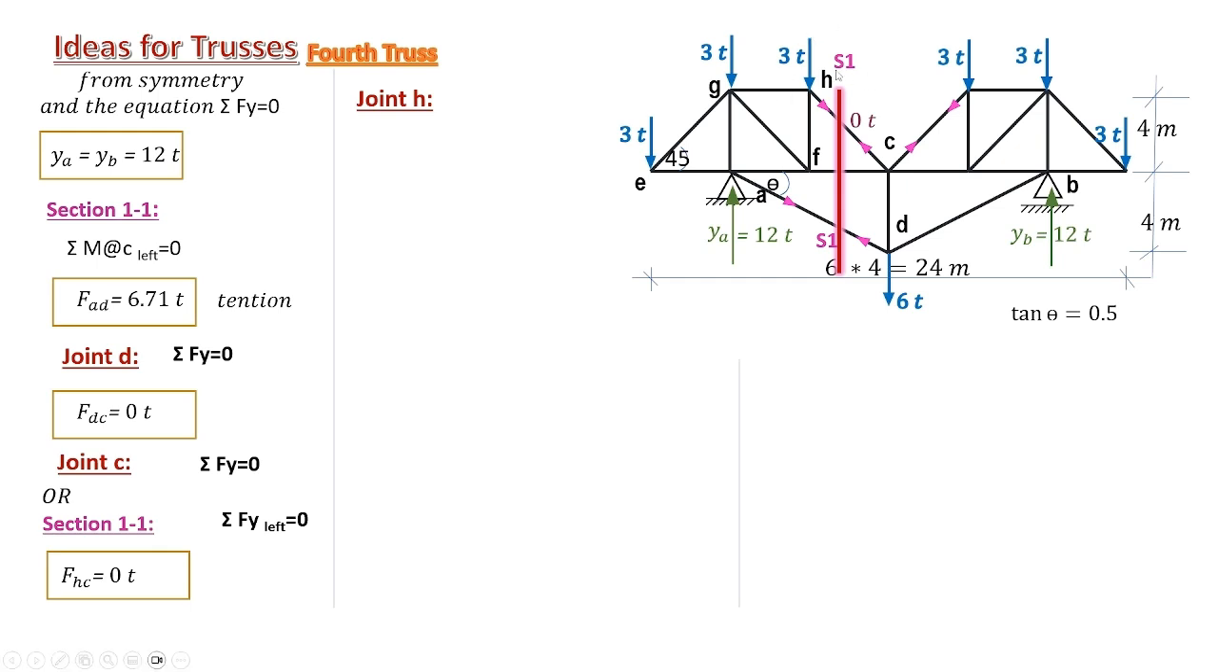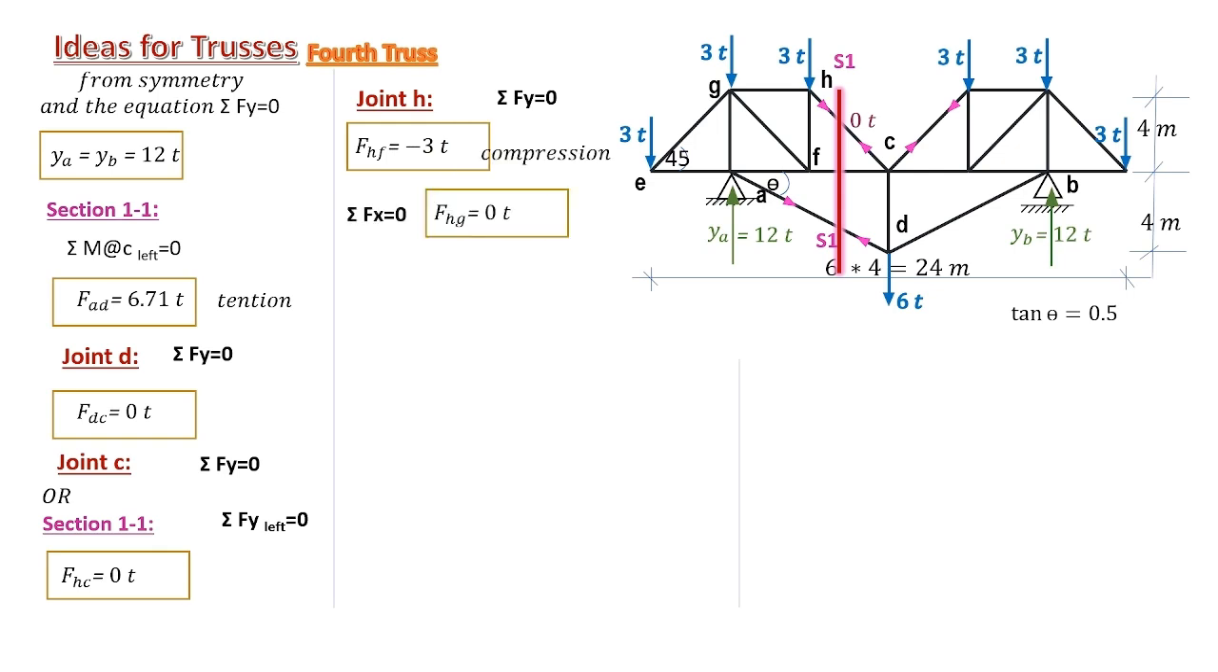For joint H, we already have HC. So the unknowns here connected to joint H are HG and HF. It is a wise start to consider equilibrium in the x direction to get GH and the y direction to get HF. We already have HC. So start with whichever direction, x or y, you are convenient with. Here is HF and HG.